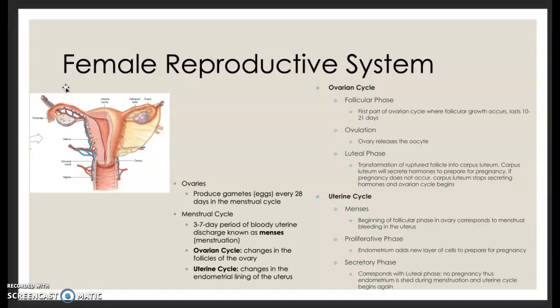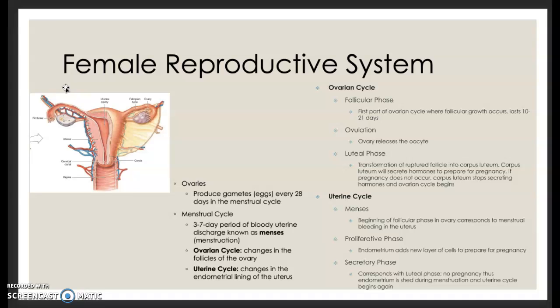So in the uterine cycle, menses is the beginning of the follicular phase that you see in the ovarian cycle. And then you have the proliferative phase. This is when the endometrium begins to add a layer of cells. The corpus luteum is preparing for pregnancy, and at the same time, in the proliferative phase, the endometrium is adding new layers of cells to prepare the body to hold a viable pregnancy.